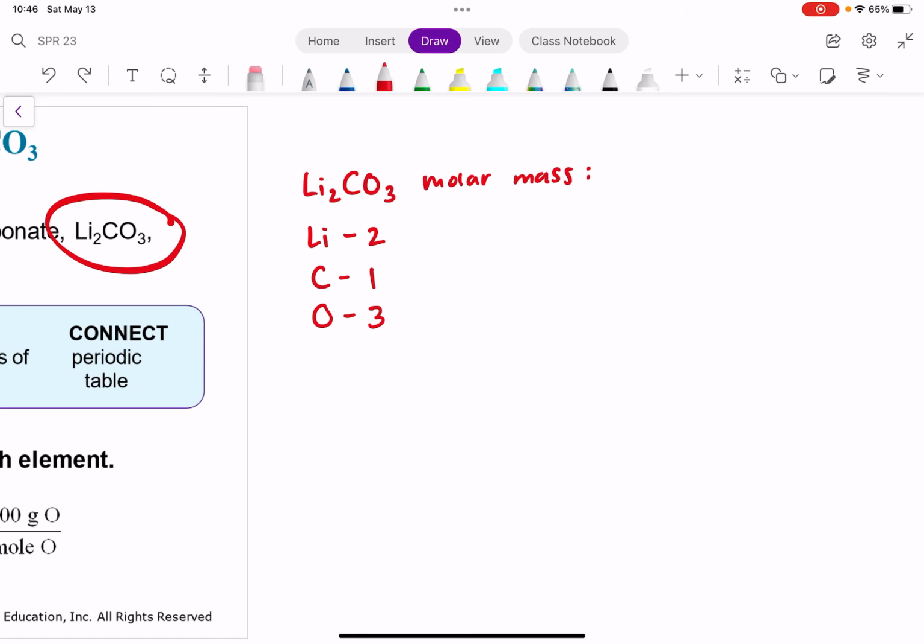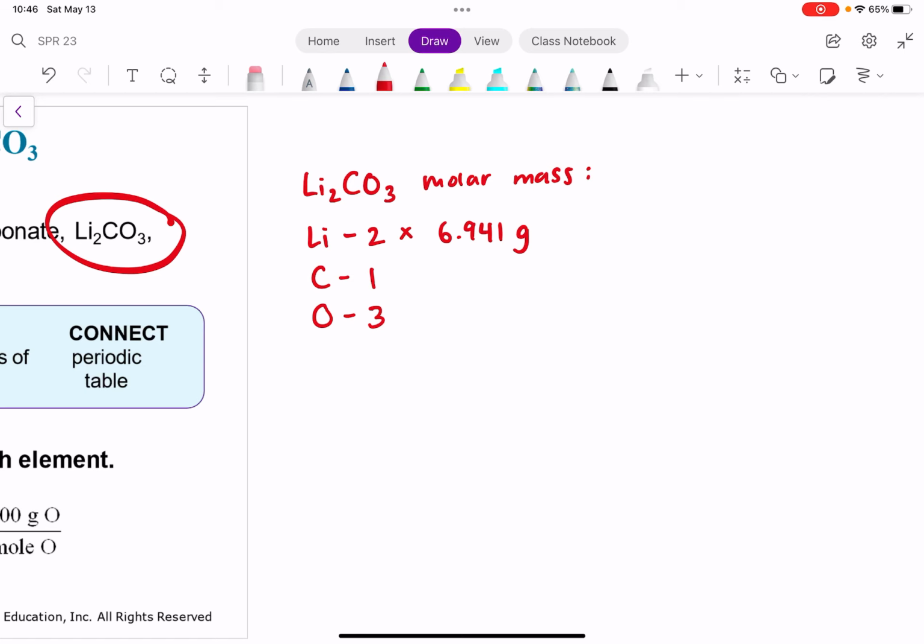But that's okay, so I can multiply. I have 2 moles of lithium, and for every one of those moles, my mass number, or the amount of grams I have in that 1 mole, is 6.941 grams of lithium. Do you see how I got that number?